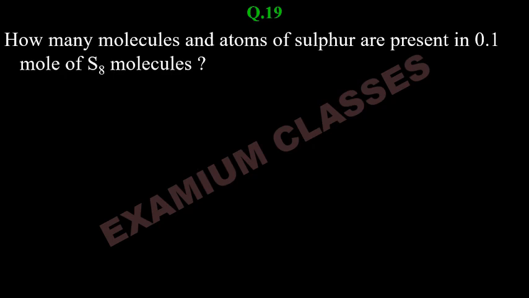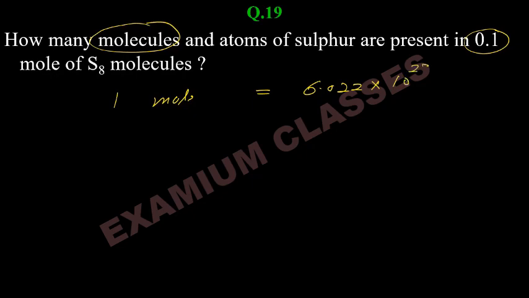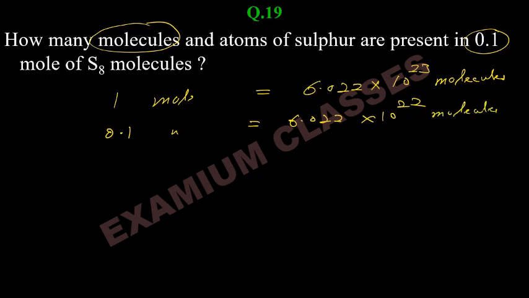Okay. How many molecules and atoms of sulfur are present in 0.1 mole of S8? So once you calculate the molecules, you don't need to do anything. It is direct conversion. 1 mole equals 6.022 into 10 power 23 molecules. 0.1 mole will be 6.022 into 10 power 22 molecules. Okay, not 23 divided by 10, 22. Then one molecule has 8 atoms.